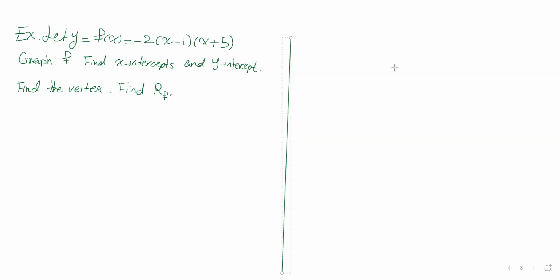Okay, so I'm mostly interested in the vertex and also the range. It's very easy to find out. Okay, B2 answered.